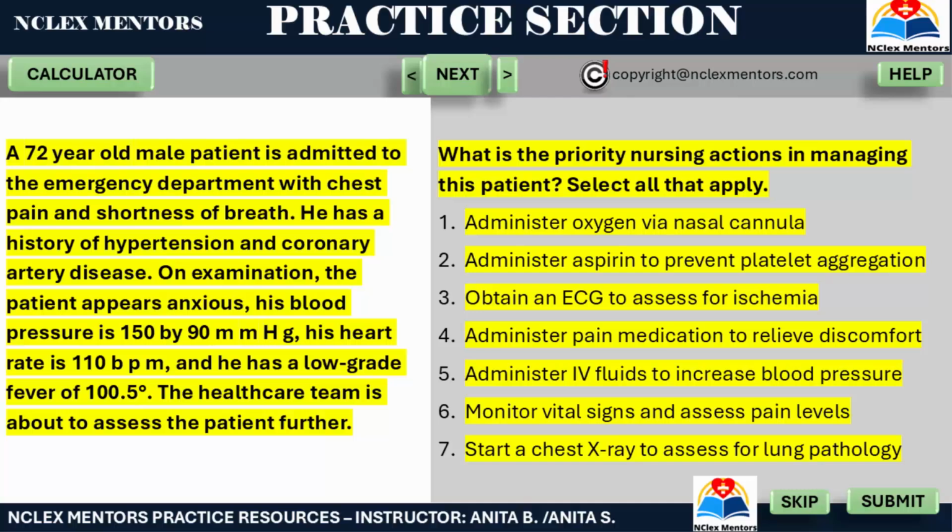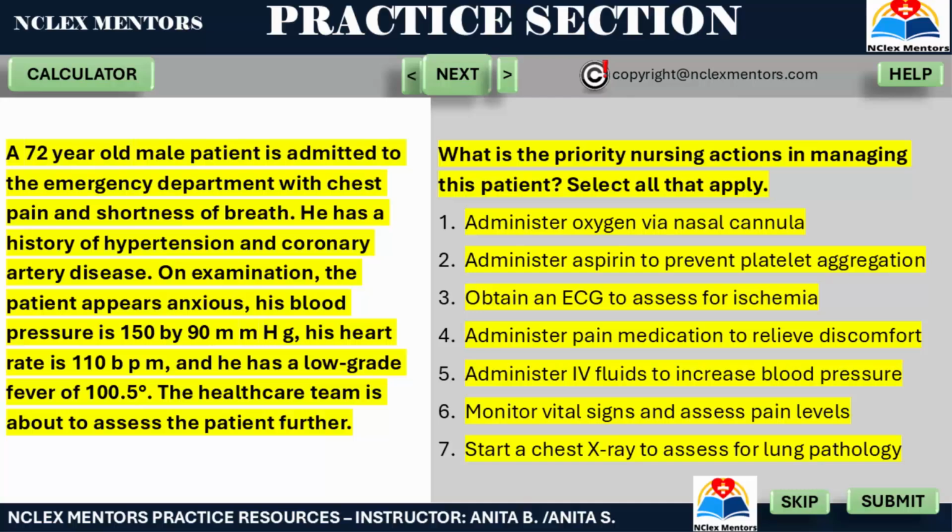A 72-year-old male patient is admitted to the emergency department with chest pain and shortness of breath. He has a history of hypertension and coronary artery disease. On examination, the patient appears anxious, his blood pressure is 150 by 90 mmHg, his heart rate is 110 beats per minute, and he has a low-grade fever of 100.5 degrees. The healthcare team is about to assess the patient further. What are the priority nursing actions in managing this patient?